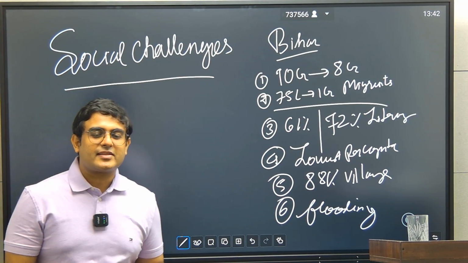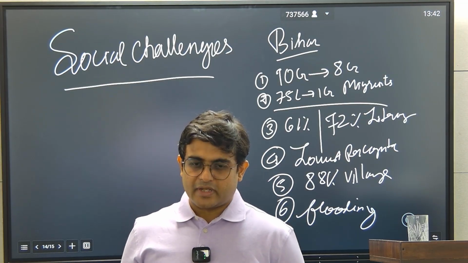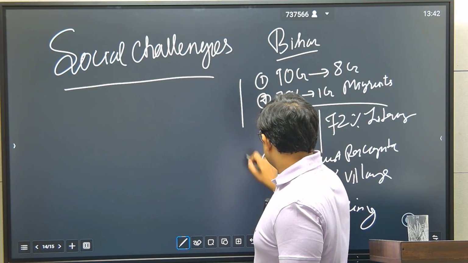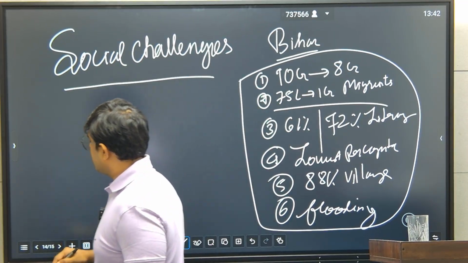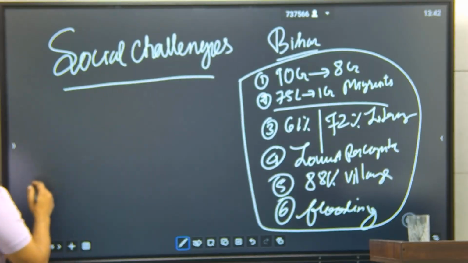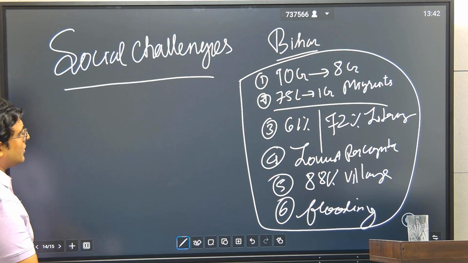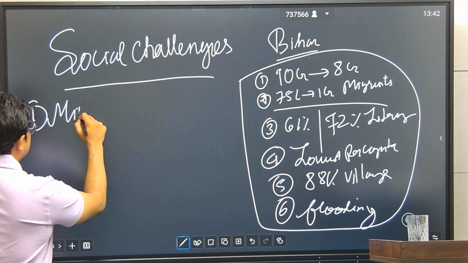You must have read in the NCERT that river Kosi is considered the sorrow of Bihar. So these are the problems of Bihar. This is just for reference, you will understand better when we talk about the social challenges. First, of course, we talked about all these aspects of Bihar. So, migration.